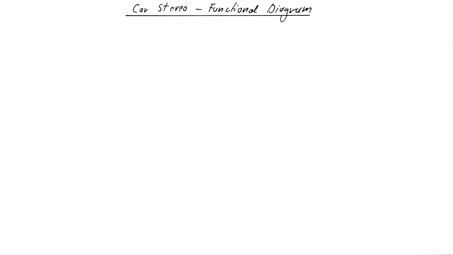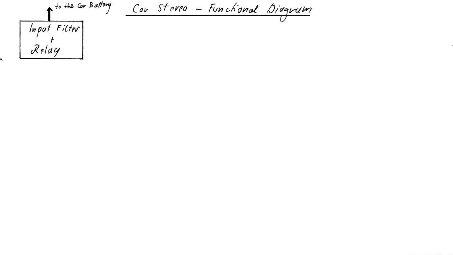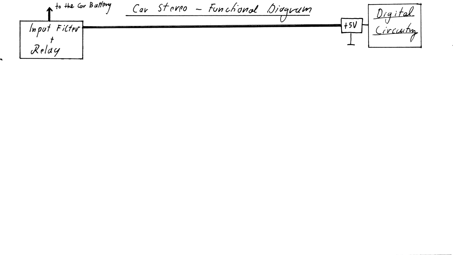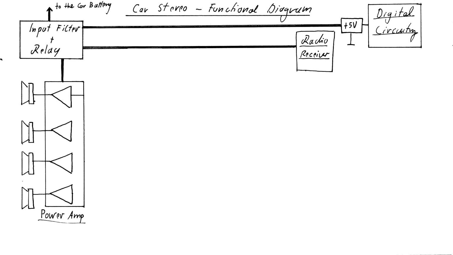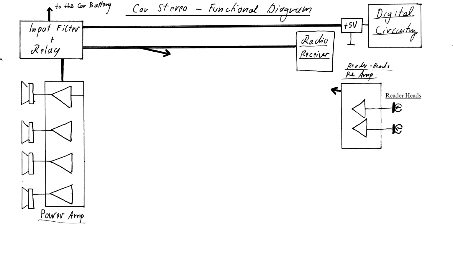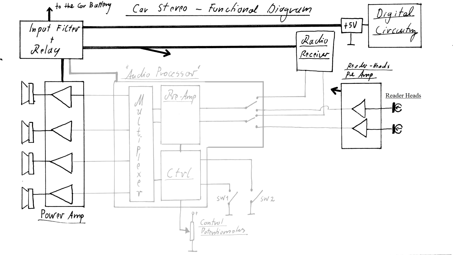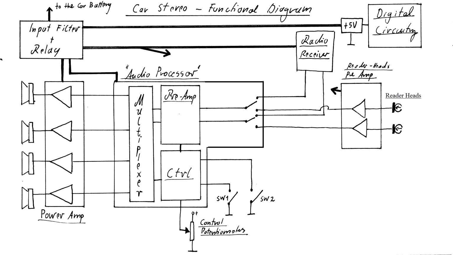The supply voltage from the car battery enters the input filter and relay stage and is then distributed to the separate parts of the circuitry. The digital circuitry is supplied via an additional +5 linear regulator. The power amplifier, the receiver circuit and the reader head's preamplifier are also independent parts of the circuit, which are likewise supplied via the input filter. Finally, the audio processor connects all the audio devices with one another.